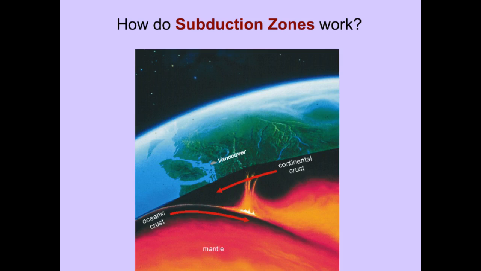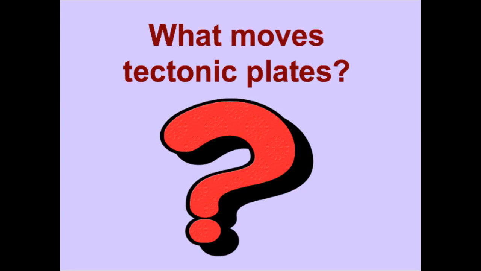What moves the plates? There are three possible mechanisms used to explain how plates move. They are convection drag, ridge push, and slab pull. The next few slides will go over these in more detail.